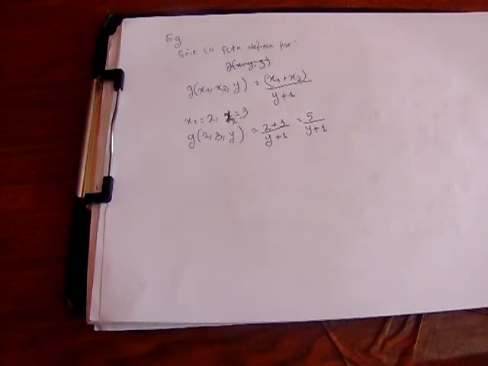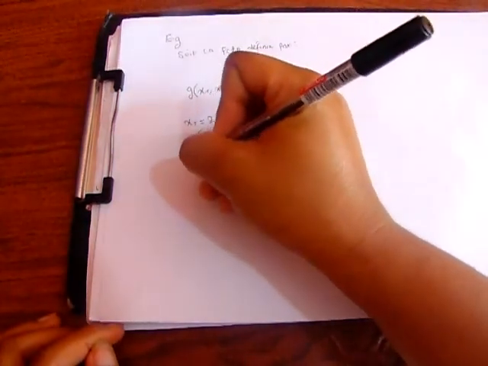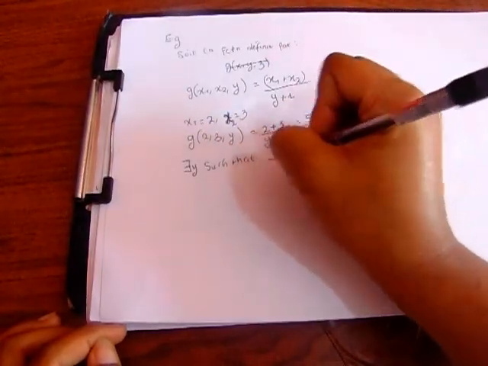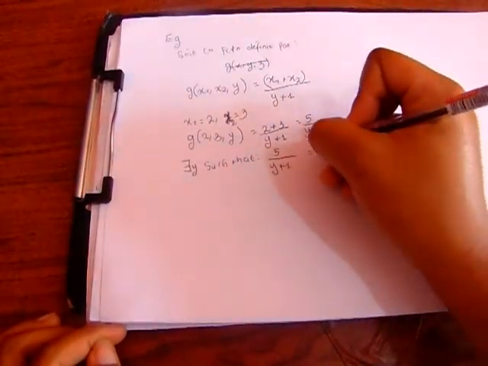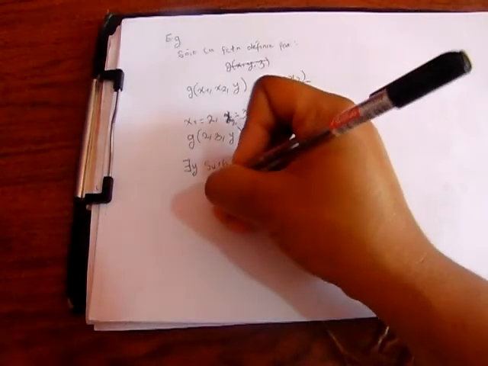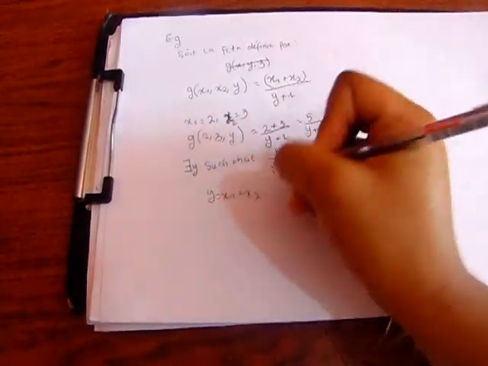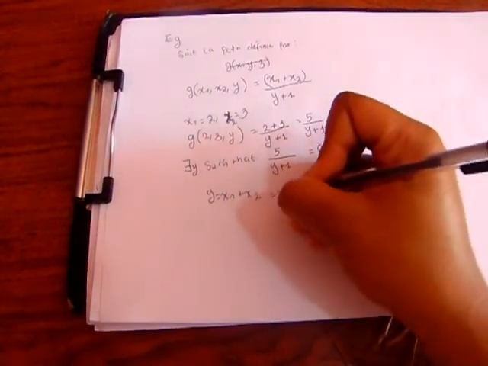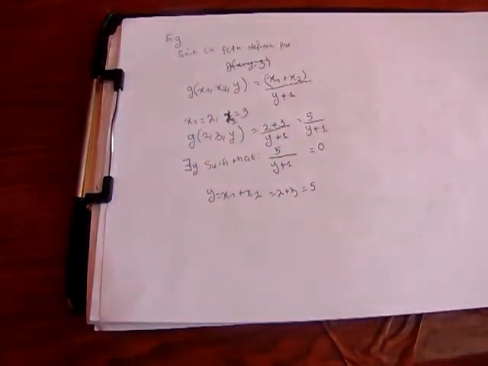So it means that there exists y such that 5 over y plus 1 will give us 0. So we know what our y is supposed to be now. It's supposed to be 5, and that is y is now equal to x1 plus x2, right? So y is equal to x1 plus x2, which in this case is 2 plus 3, and that gives us 5. And in that case we'll get our function to be equal to 0.